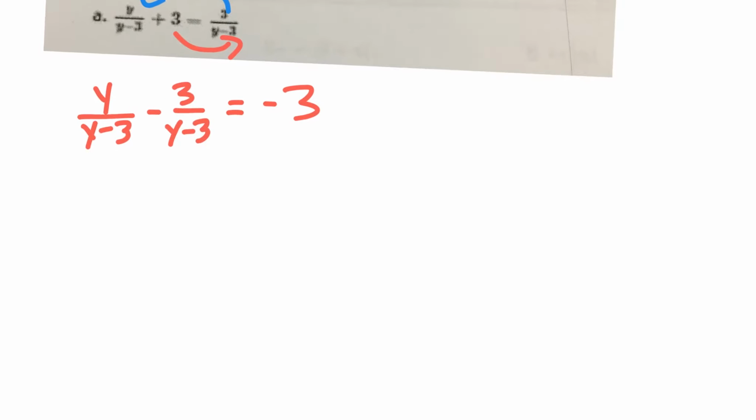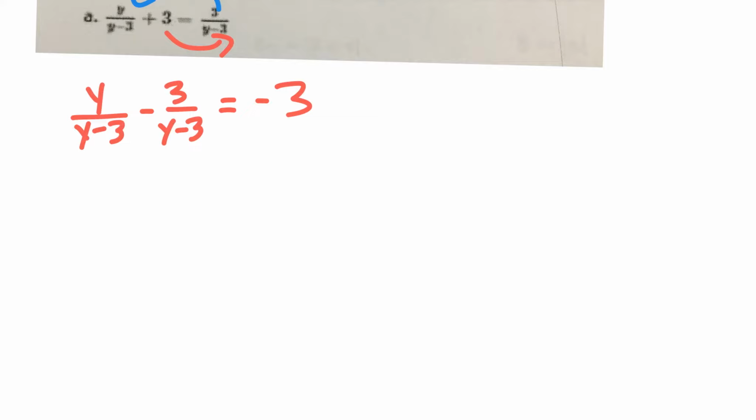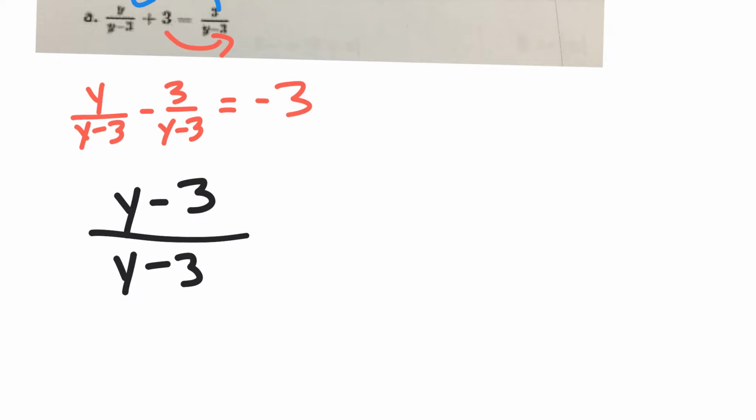Now go ahead and combine those fractions. They have a common denominator, so we just combine the numerators. So the numerator says y minus 3. So that gives y minus 3 over common denominator y minus 3 equals negative 3. That makes absolutely no sense.